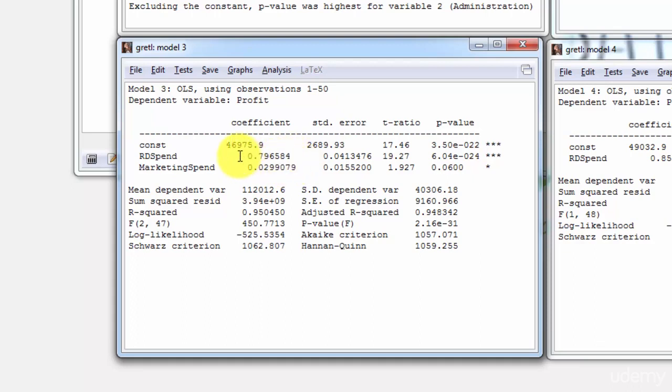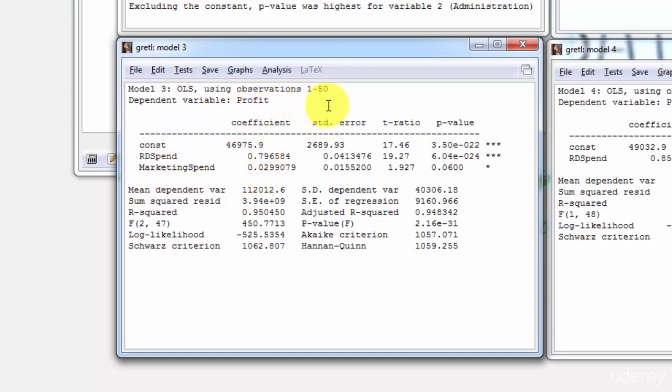First of all, you look at the sign. If the sign is positive, that means your independent variable is correlated with your dependent variable, meaning that if you change the value of your independent variable, then the dependent variable will be changing in the same direction. So basically, if you increase spend on R&D, then your profit will increase. If you increase spend on marketing, then your profit is also increasing, which makes sense, right?